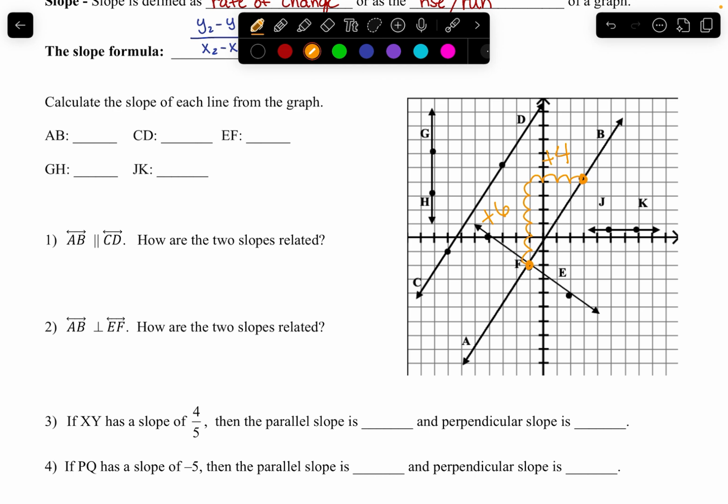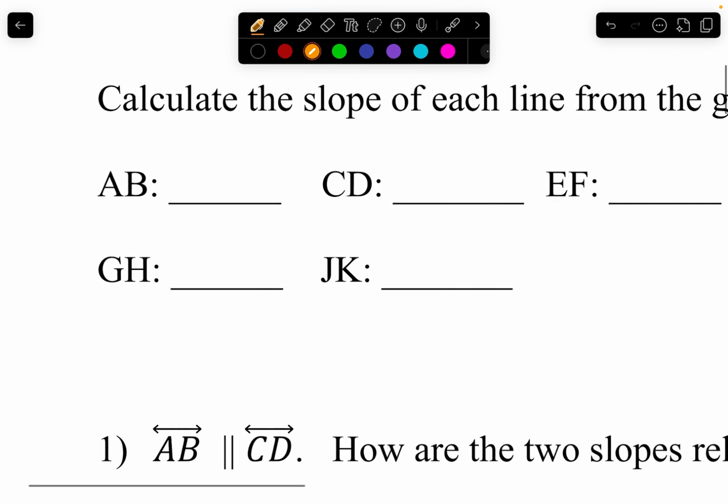These lines are off ever so slightly, and I apologize. You're probably looking at this and saying, it's not perfect. Just bear with me, okay? So AB was a positive 6 over a positive 4. You have to simplify this. So your slope is actually going to be 3 over 2. So that's my slope for line AB. It's 3 over 2, okay?